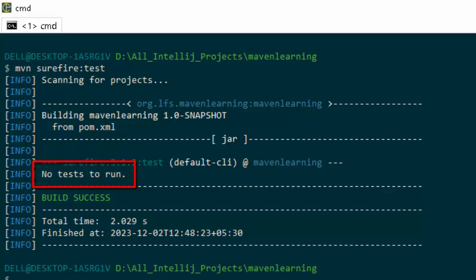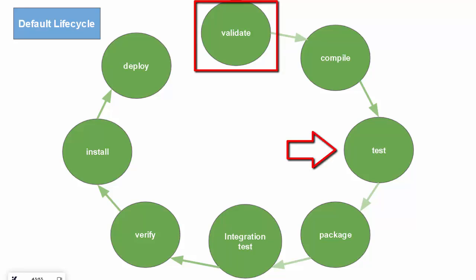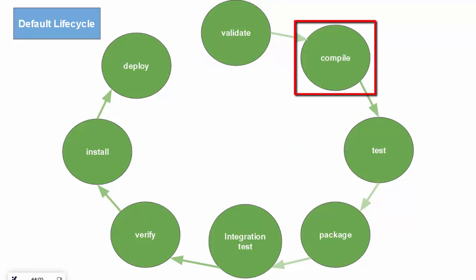When I ran mvn test, it was a phase. What happened? If you recall this particular life cycle, I invoked test, but validate got called, compile got called, and then test. So the compile phase made sure that everything was compiled. And ultimately, when the test was run, the tests got executed. But when I am invoking only the goal, nothing is there.